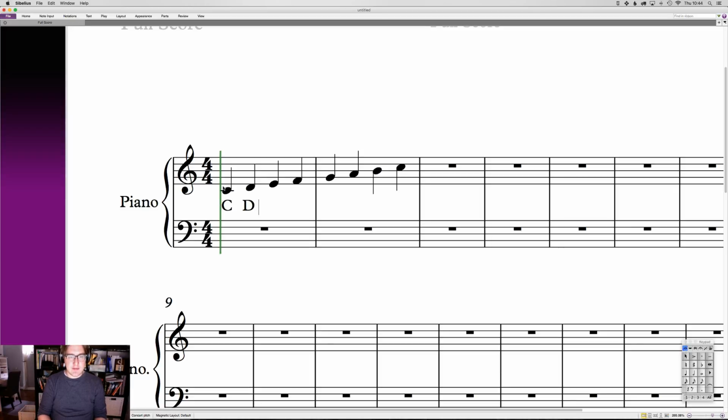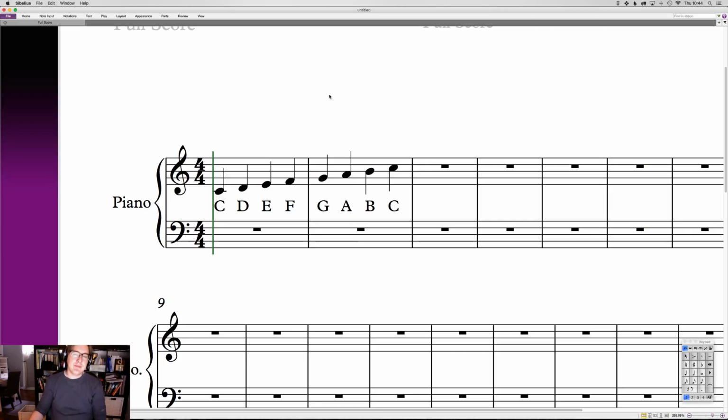D, E, F, G, A, B, C. Okay? So we have a scale. Now, we call this a major scale. Or in this case, it's a C major scale. Okay?